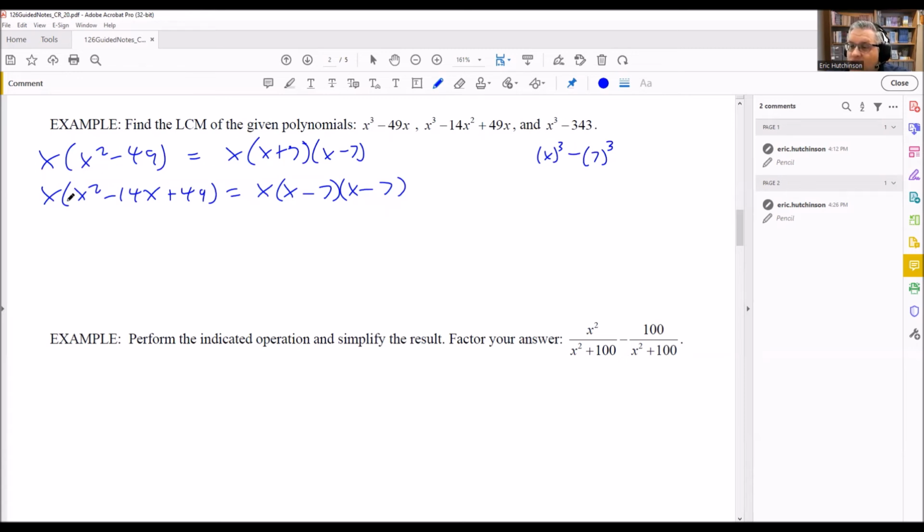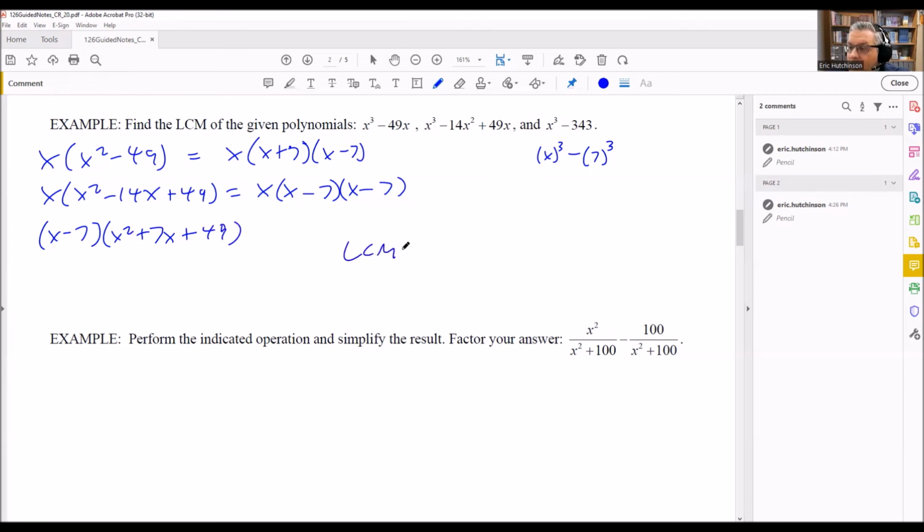This is a difference of cubes. So we're going to start out with x minus 7, and then it's going to be x squared, and then plus ab, which is x times 7, or 7x, and then plus b squared. So it's going to be plus 49 for that one.